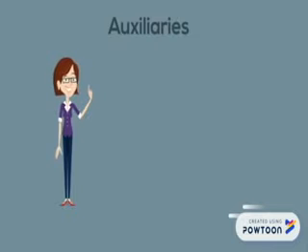Auxiliaries. These are closely associated with the verb, and there are 3 kinds. We have modal auxiliaries, which are can, could, may, and might. Primary, which are have and be, and the periphrastic, which are do, does, and did.